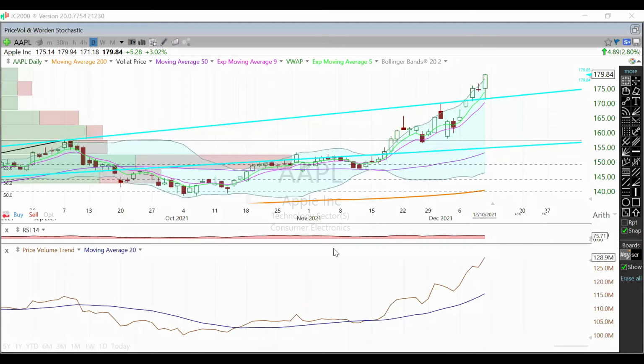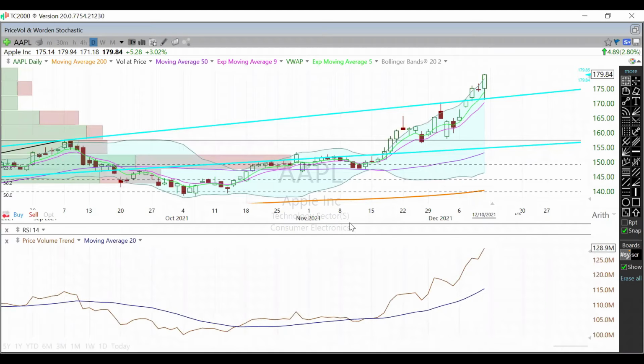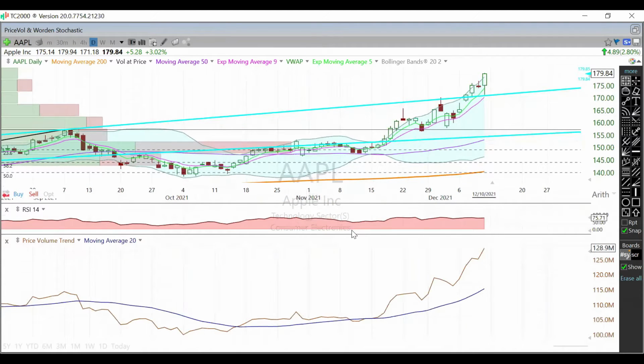Hey guys, in this video, we're going to talk about the price volume trend indicator. You can see I have it pulled up here on the daily chart for Apple here at the bottom.